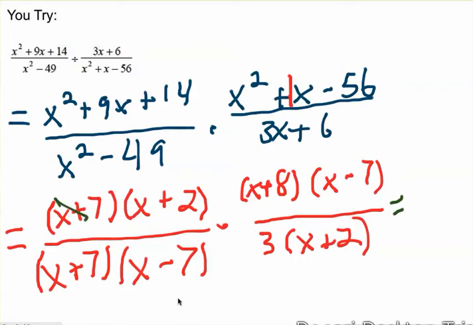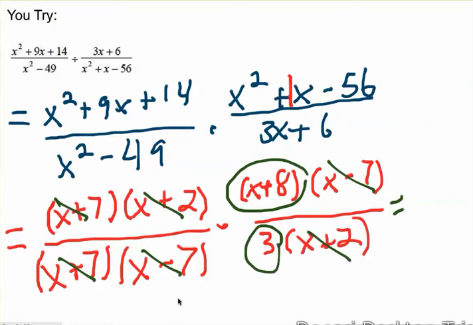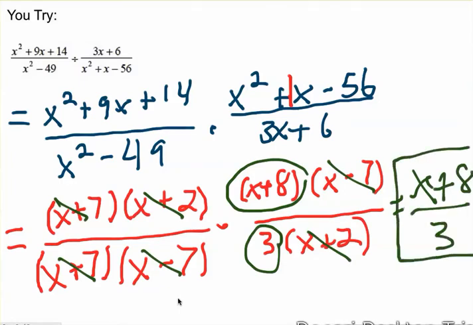So I see an x plus 7 right away, I see an x plus 2, and I see an x minus 7. So what I'm left with is this x plus 8 and that 3. And that's it. Those cannot simplify. So my answer is x plus 8 over 3. Sorry about the handwriting. Let me erase that and fix that for you. That was just awful. Anyway, x plus 8 over 3. And that's your final answer. So you cannot go further than that.